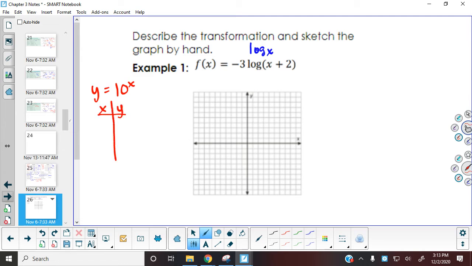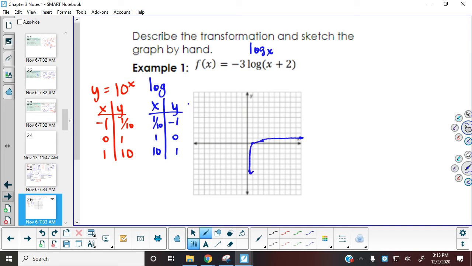So we can go ahead and set up a table. We have -1 is 1/10, 0 is 1, 1 is 10. That's my original inverse. So my original log is the same thing, just flipped. So my x and y chart is just flipped. So -1, 0, 1, 1/10, 1, and 10. So now when I graph this, I'm at 1, 0, and I'm at 10, 1. This is my original logarithmic, okay?